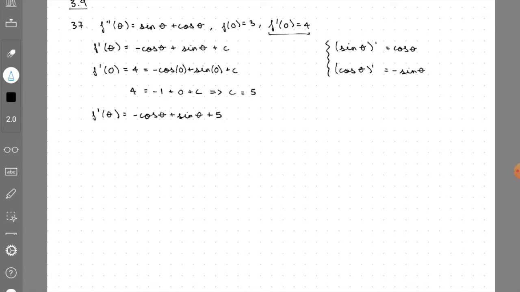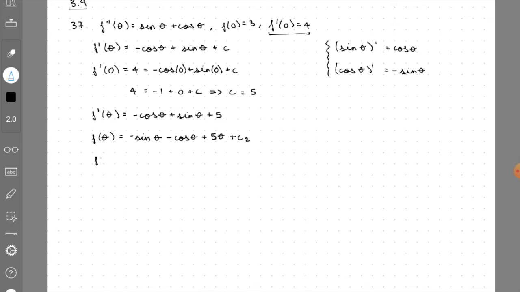Okay, now we have to take the antiderivative again to get just f. So f of theta, the antiderivative of negative cosine is going to be negative sine, and the antiderivative of sine is going to be negative cosine. The antiderivative of 5 is going to be 5 theta. And then we're just going to add the c again. I'm going to write this as c2, because remember, they're different constants, it's not the same c.